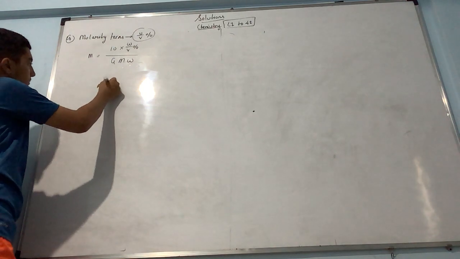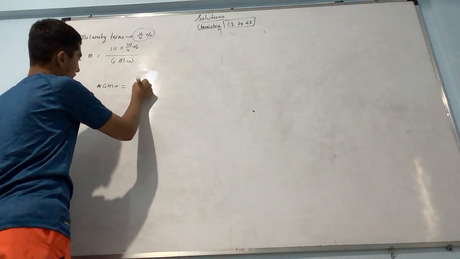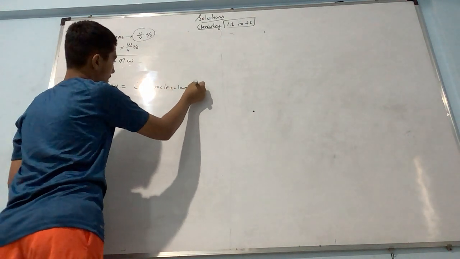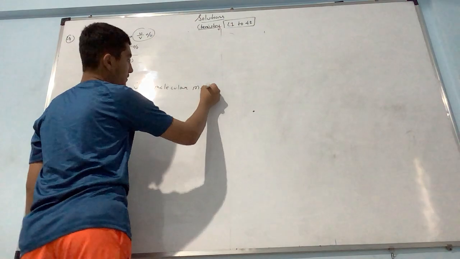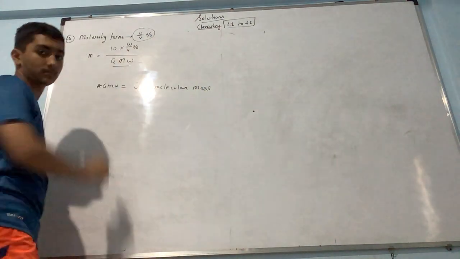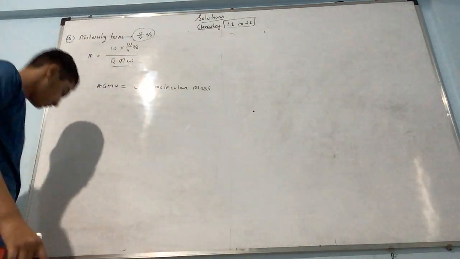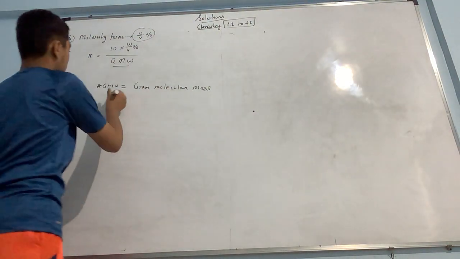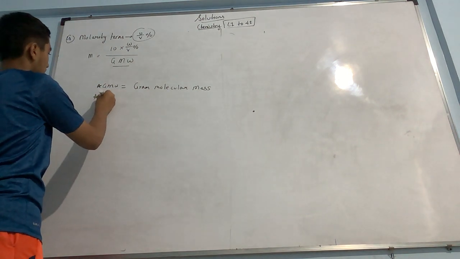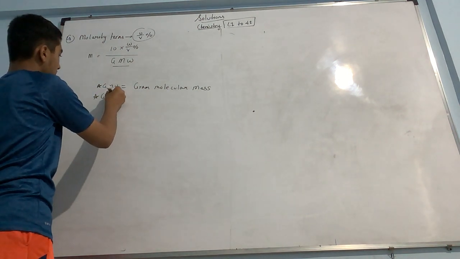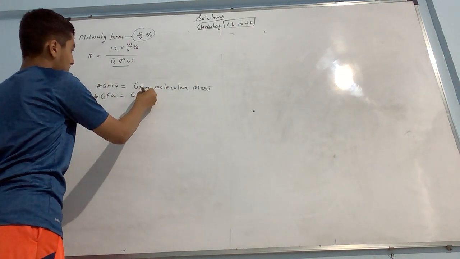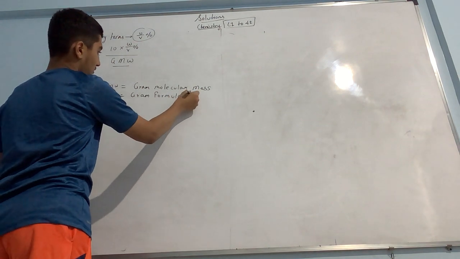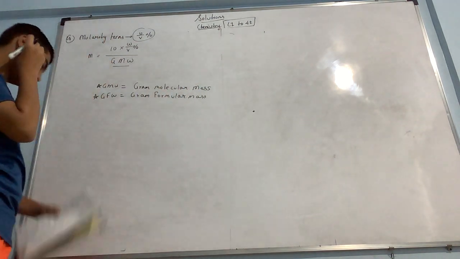Quick note. GMW means gram molecular mass. This is just basic, but it's very important. If these words come, what will you say? I don't know what it is. No, but I am telling you here the meaning of these words. GMW means gram molecular mass. GFW means gram formula mass.